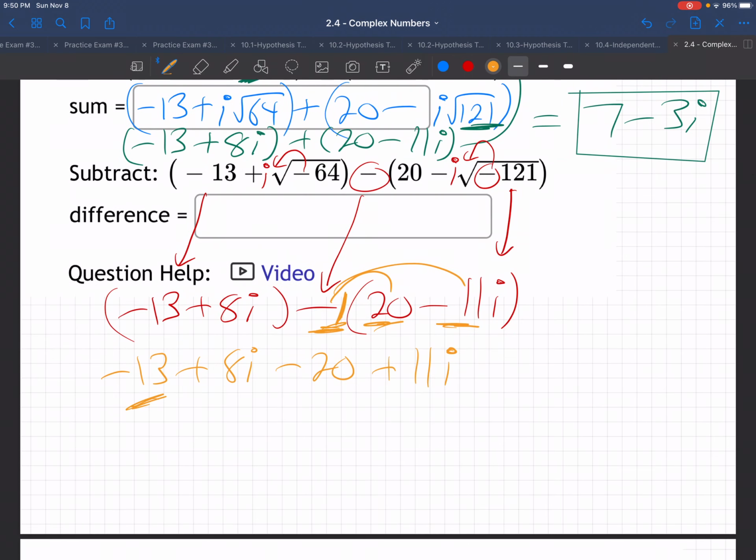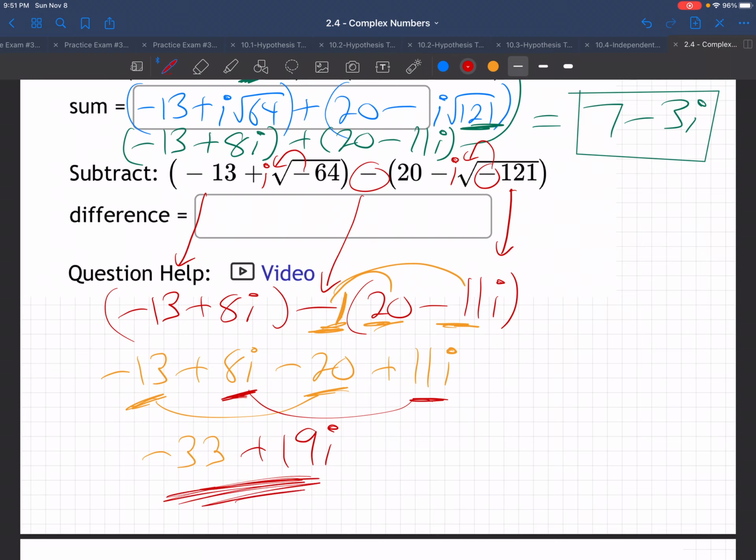And now combine like terms, the real with the real. These two combine to be what? Negative 33. And these two combine to be, what's that, 19, plus 19i. So there we go. There's the answer to those guys subtracted.